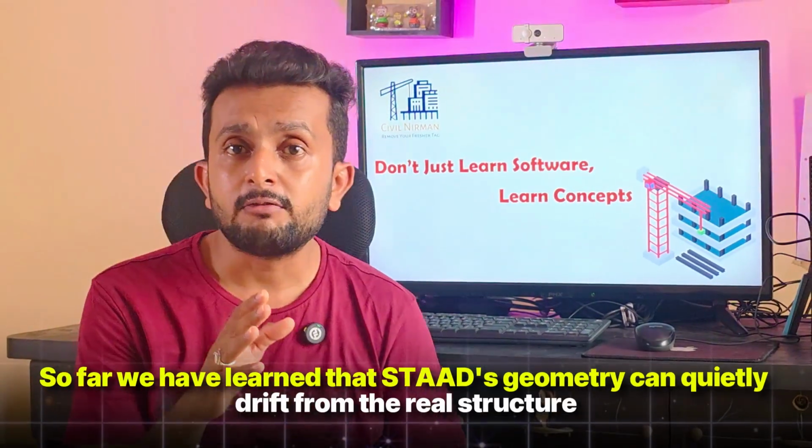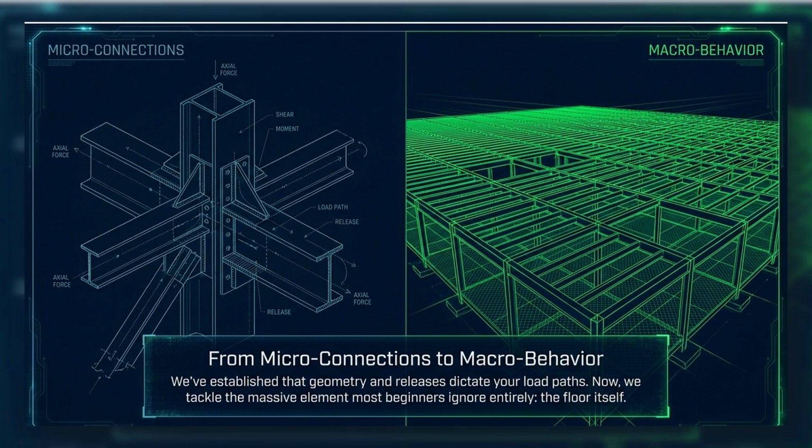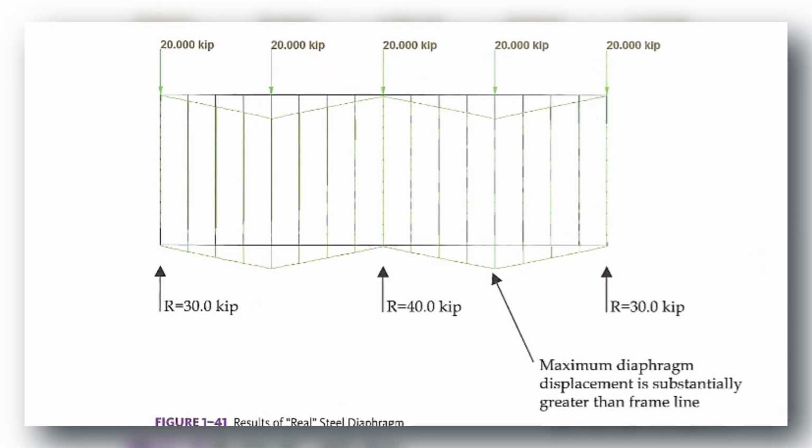So far, we have learned that STAAD's geometry can quietly drift from the real structure and that load can travel through paths you never intended unless you deliberately control them with releases and inactive members. Now, let's discuss diaphragm, the floor and the roof that most beginners never think about at all, and after this part, you will never look at the slab the same way again.